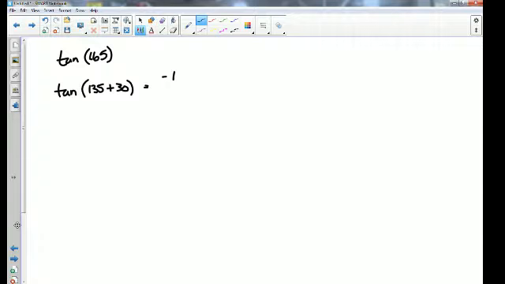What's the next term in this? Plus, and then tan 30? Tan of 30 should be root 3 over 3. Okay. Tan at 30, here's how I get root 3 over 3.